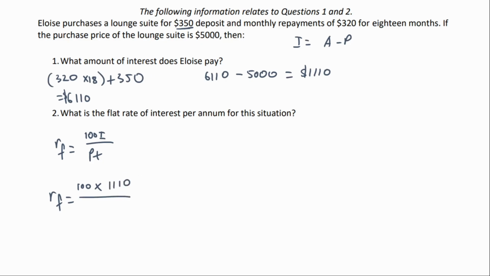Principal, you might think it's 5,000, but it's actually not 5,000. It's how much she borrows. So because she's already paid $350, the principal will actually be 5,000 minus 350. That gives me 4,650 for my P. Times that by time, it's 18 months. That's 1.5 years. I'm going to put that there. And once you work that out, put that in your calculator and it'll give you a value of 15.9%.